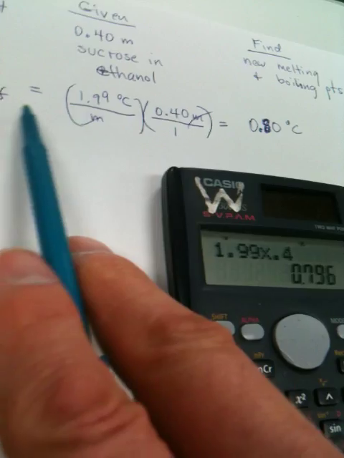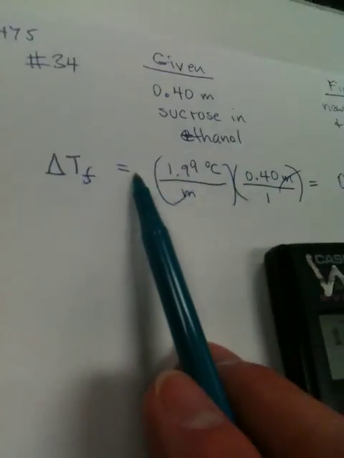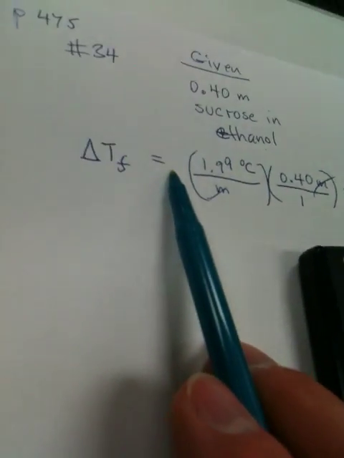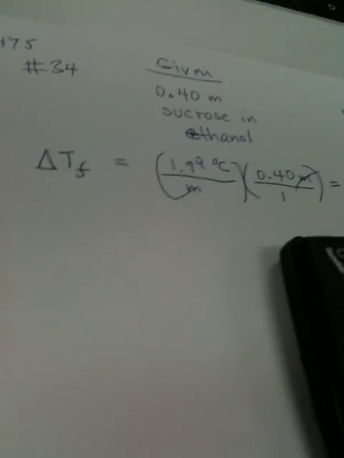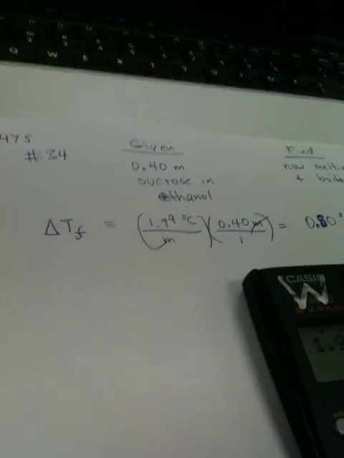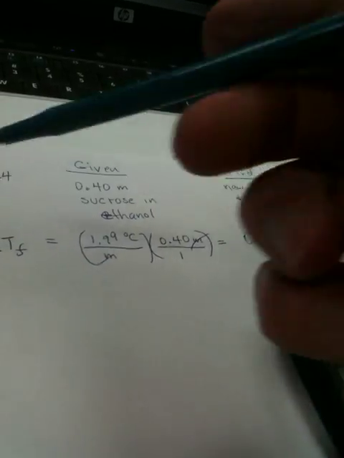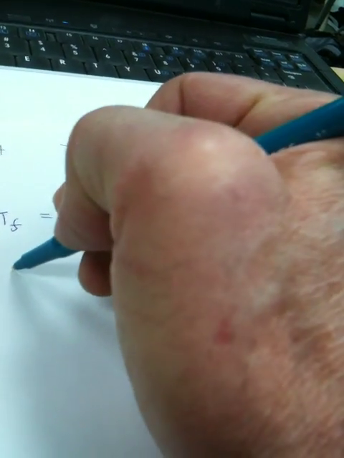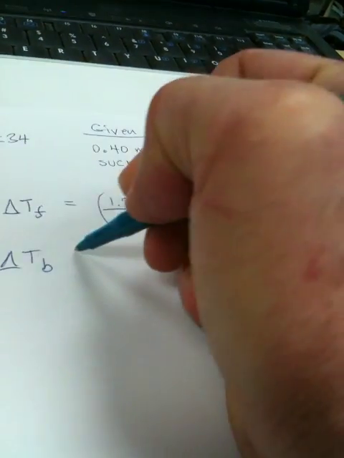Now, since this is freezing point, yes, this is freezing point, so what's going to happen? Is this going to be subtracted or added to? Subtracted, because the freezing point is going to go down. All right, let's go do the delta T of the boiling point.